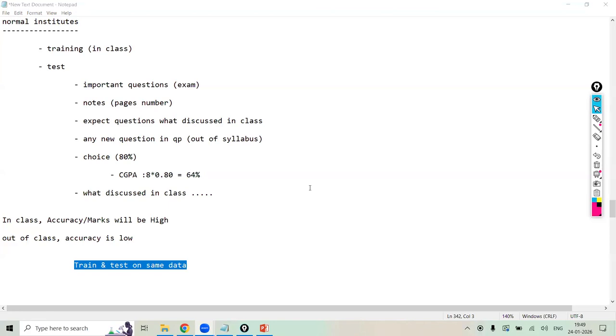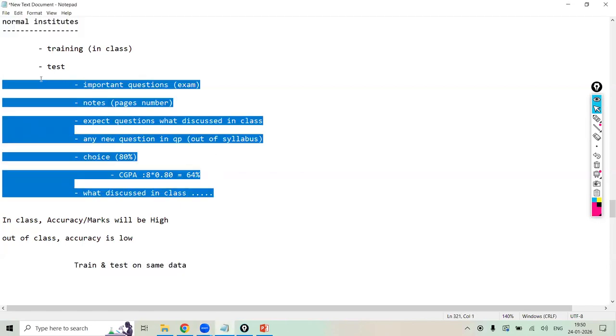That is the reason in normal institutes also, some people will be there who will not focus on this part. They will focus on the applications. Different questions they will try, and new questions they will try. And for those people, high packages are there in the market.